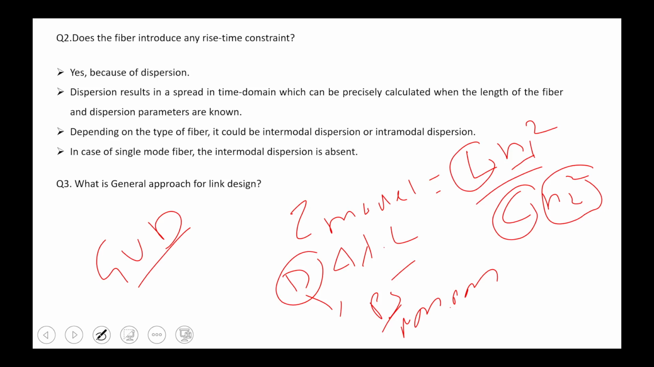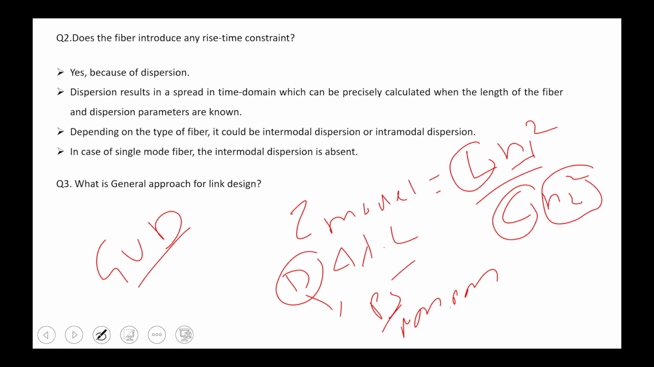There are many ways to solve this problem of intramodal dispersion or intermodal dispersion in optical fiber. One method is to use 1310 nanometer as the wavelength, where the dispersion is almost zero. At 1550 nanometer there is more dispersion than at 1310 nanometer, but the intrinsic attenuation of silica is very low at that wavelength. Therefore, for long distance communication we use 1550 nanometer, and for short distance communication we use 1310 nanometer.